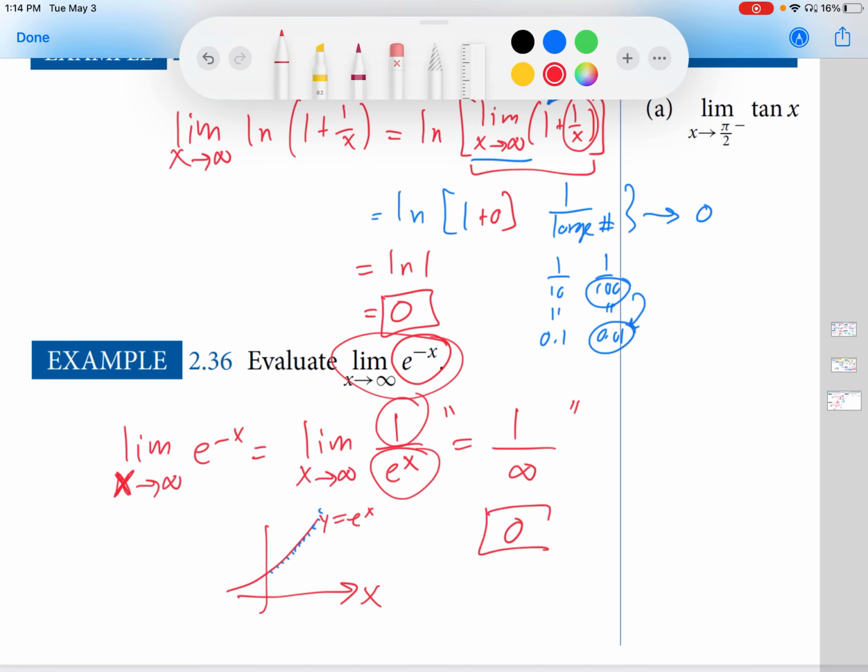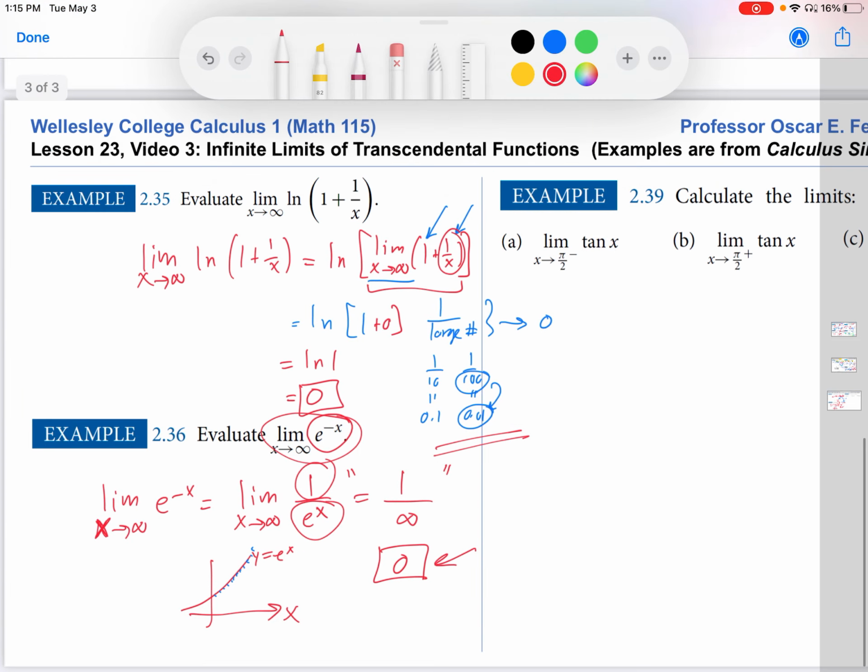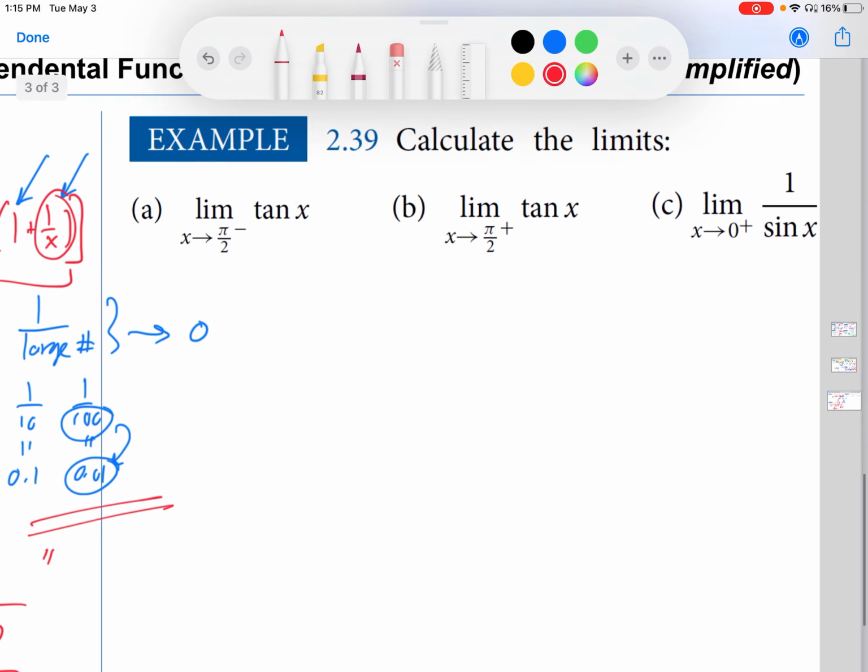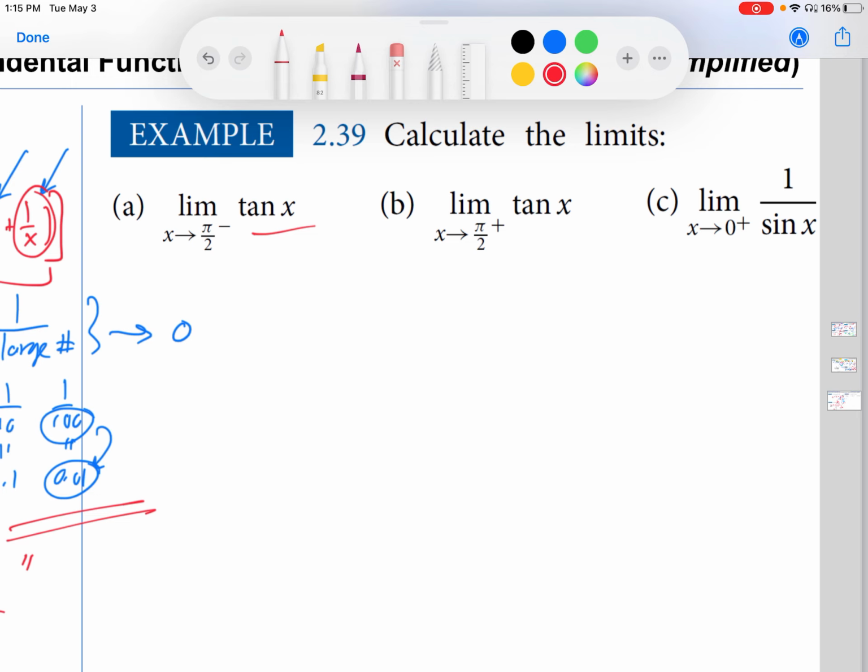In other words, the denominator is growing very, very large and actually very fast, exponentially fast. And we're taking 1 and dividing it by that very fast growing number. So similar thing to what's happening up here. We get a very small number and it tends towards 0. So that's our limit. And then on the right hand side here, calculate these three limits. Notice that these are all involving trig functions. So we're shifting gears a little bit away from the exponentials and logs.